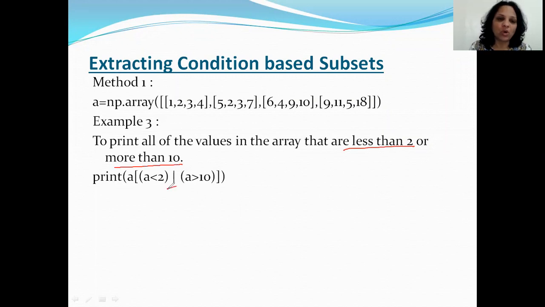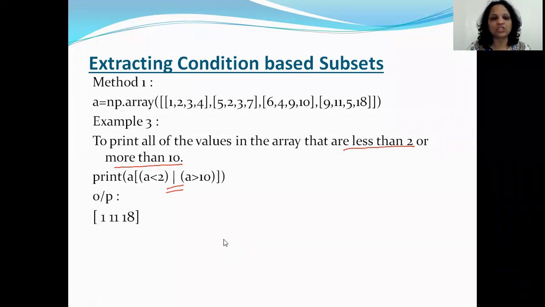So can you see the OR operator that I've used here? That's called the pipe sign, a vertical line. And I've written the condition. And when I execute this program, what am I going to be getting? I'm going to be getting the output as shown here.